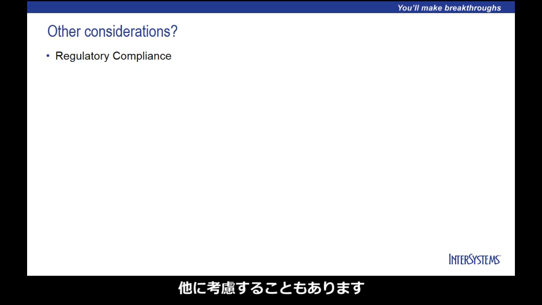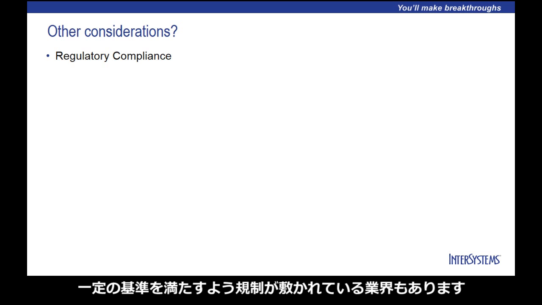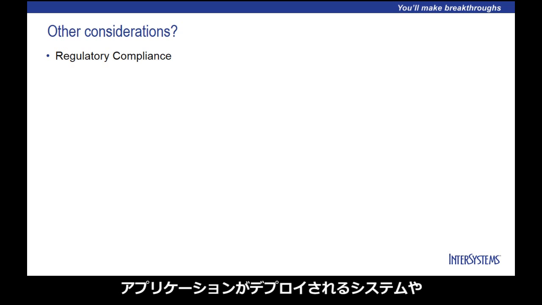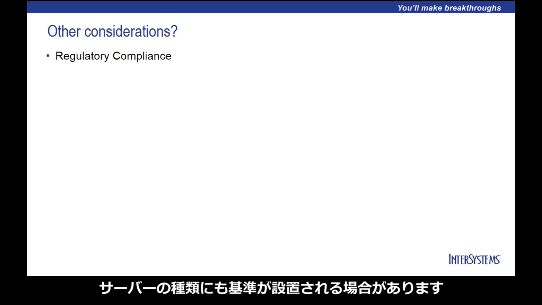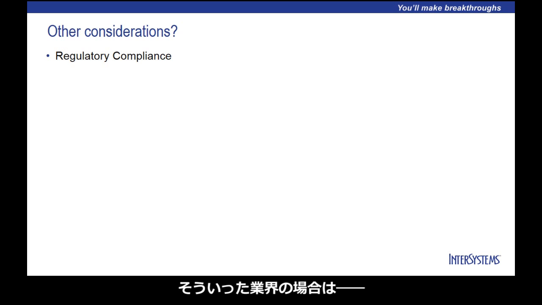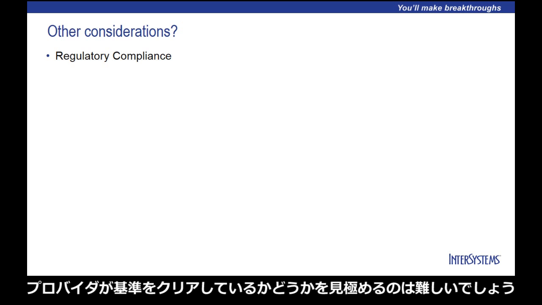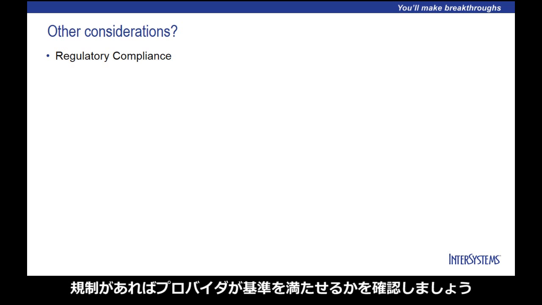What about some of the other considerations? So your application could be in a regulated industry where you have to meet certain standards. And the standards oftentimes extend onto the kinds of systems and servers that the application is deployed on. So if you are in one of those industries, it gets a little bit tricky to try to prove that a cloud service provider meets those needs. So you need to be careful. If you're in a regulated environment, you need to check to see that the cloud service provider can guarantee that they meet those needs.